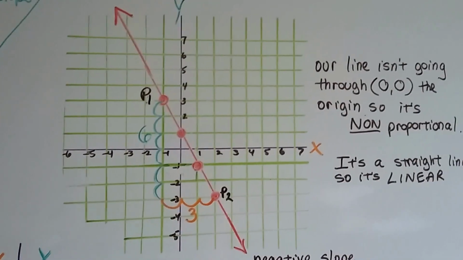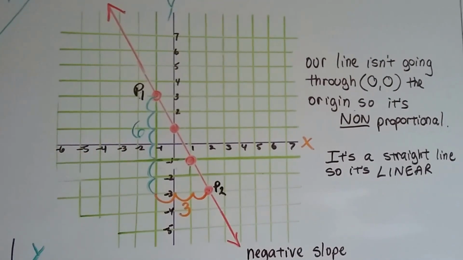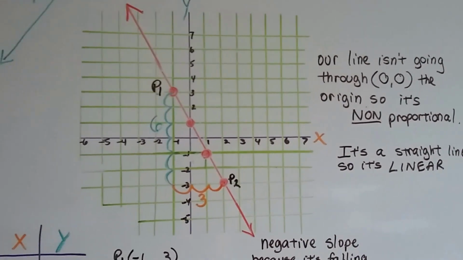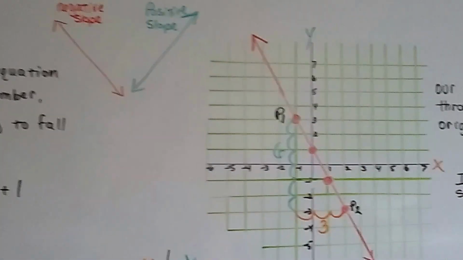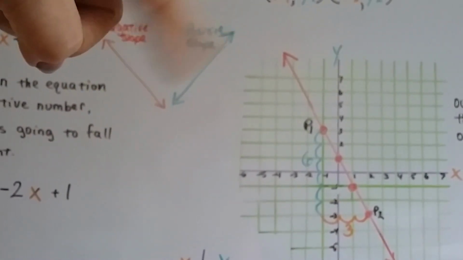And our line isn't going through (0, 0), is it? It's off. So it's not proportional. It's a straight line, so it's linear, but it's not proportional. So you've got to remember this negative slope goes this way, and the positive slope goes this way.